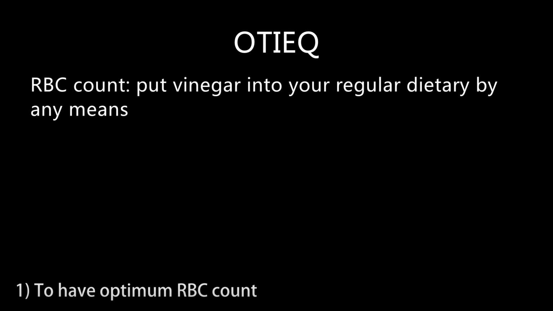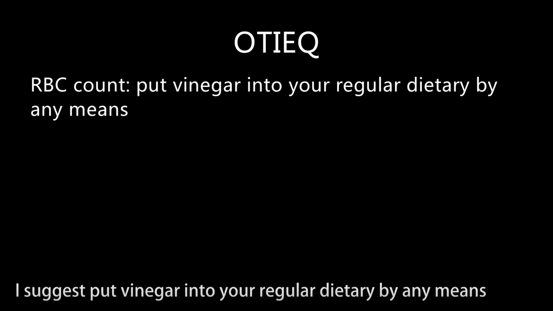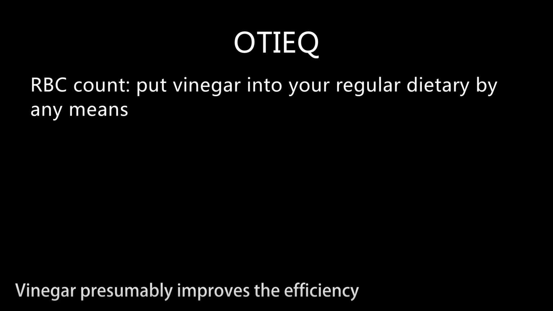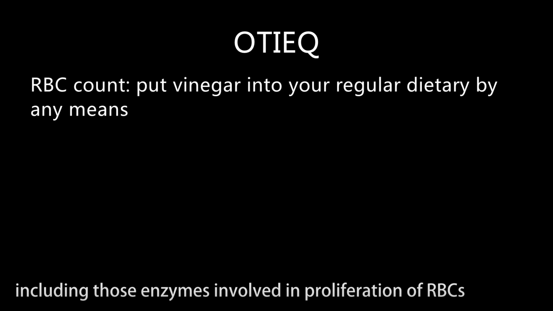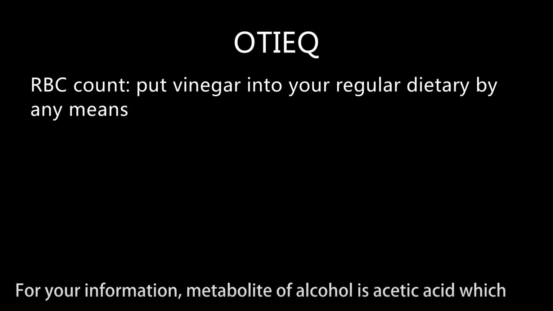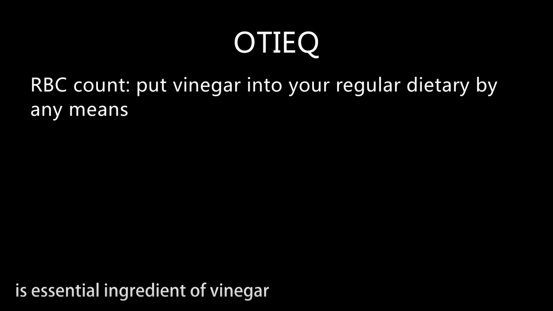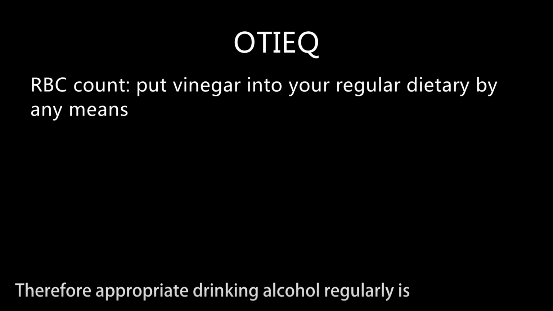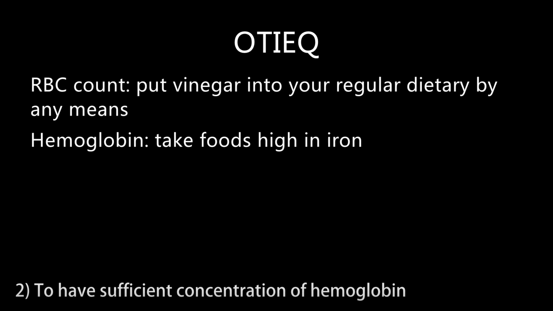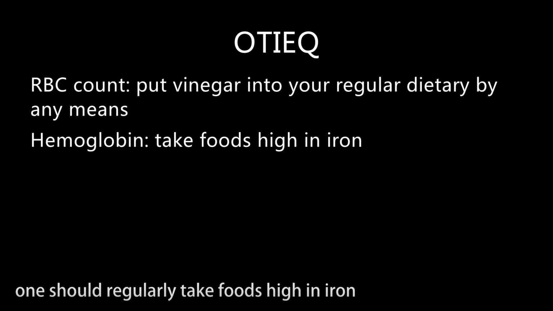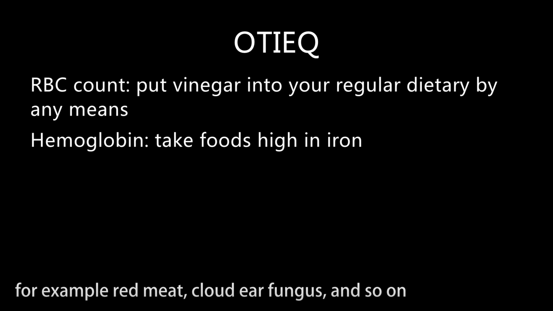First, to have optimum RBC count, I suggest putting vinegar into your regular diet by any means. Vinegar presumably improves the efficiency of various enzymes by means of acetylation, including those enzymes involved in proliferation of RBCs. For your information, a metabolite of alcohol is acetic acid, which is the essential ingredient of vinegar. Therefore, appropriate drinking of alcohol regularly is good for maintaining optimum RBC count. Second, to have a sufficient concentration of hemoglobin, you should regularly take foods high in iron. For example, red meat, cloud ear fungus, and so on.